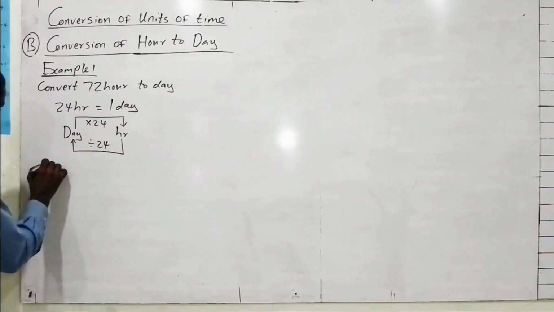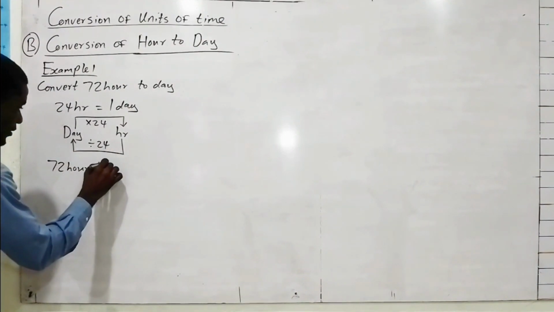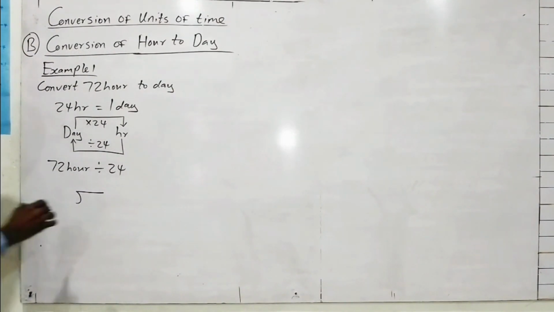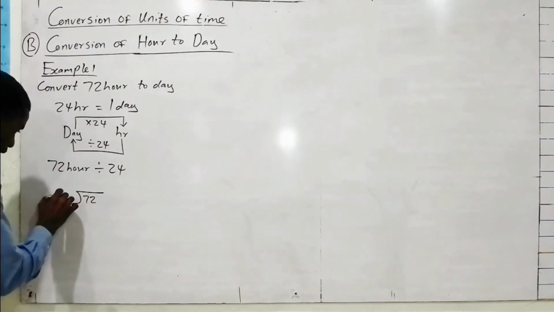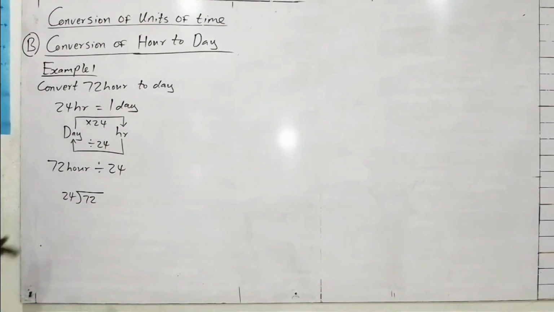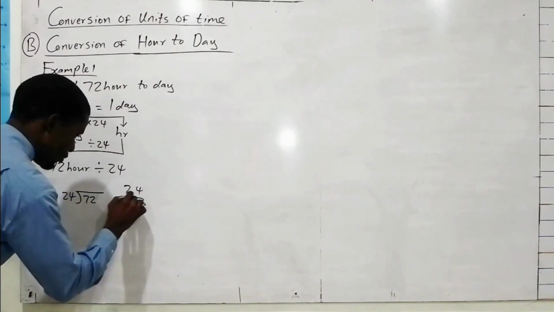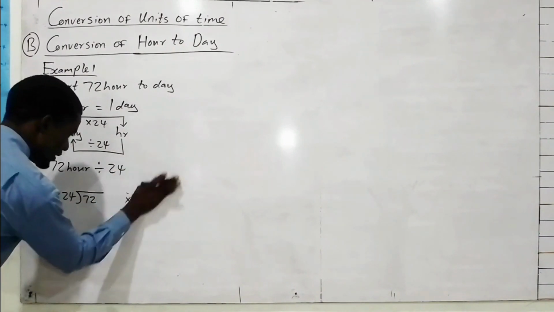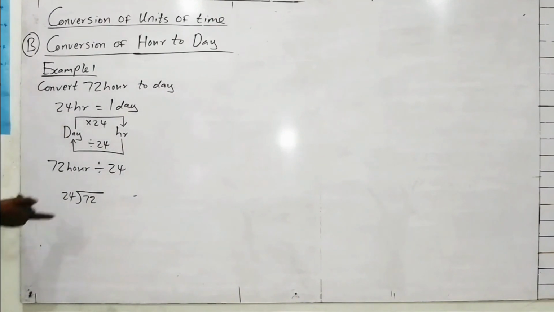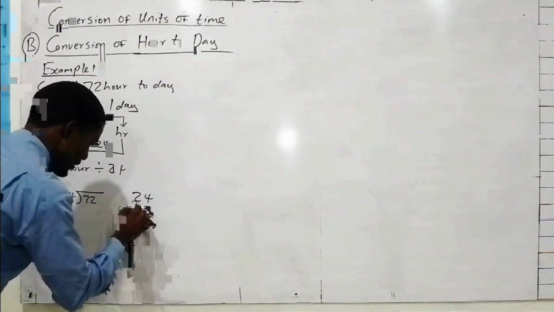Now, 72 hours divided by 24. So let's use our long division method. We have 72 and 24. Now, how many times can 24 go in 72? Let's try 3. 3 times 24, what will it give us? So let's say 24 times 3.